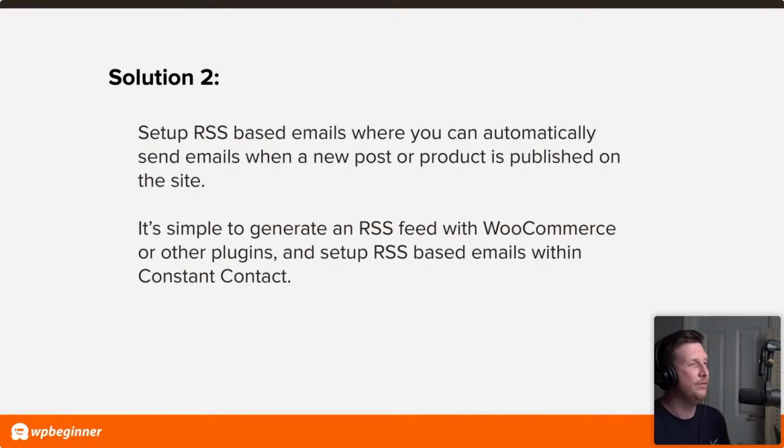A second solution for this is to set up RSS-based emails, where you can automatically send emails when a new post or product is published on the site. RSS feeds are quite easy to set up within WordPress. You can use WooCommerce for this, or you can use other plugins to generate RSS feeds based on whether it's a product or a post or something like that. Constant Contact also allows you to set up RSS-based emails within it. I'm not going to do that in this workshop, but if you want to see a video on setting up RSS-based emails and pulling products in, let me know in the chat, and we'll create one on the WP Beginner video channel as well.